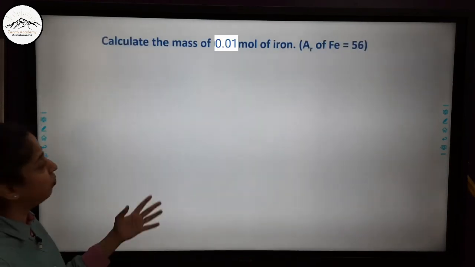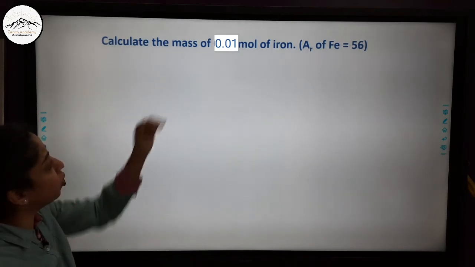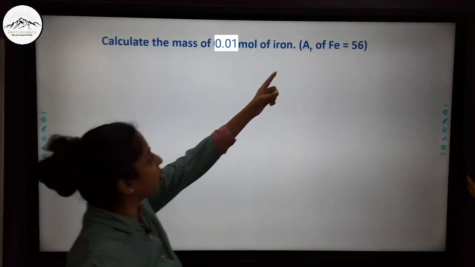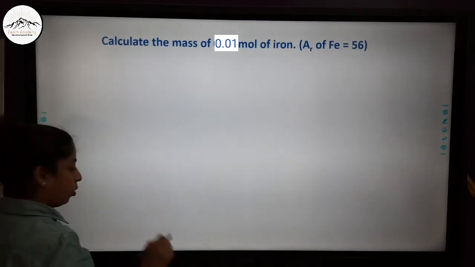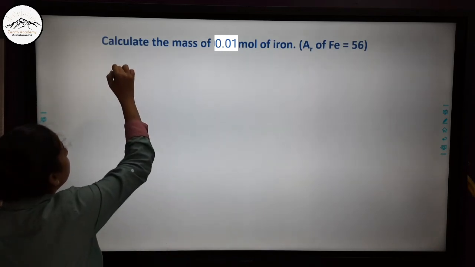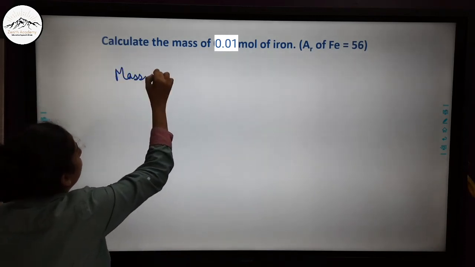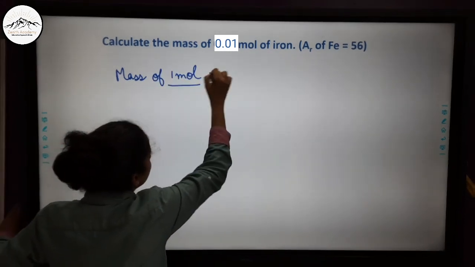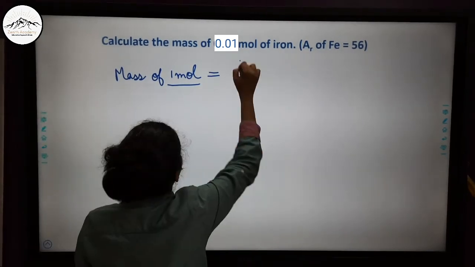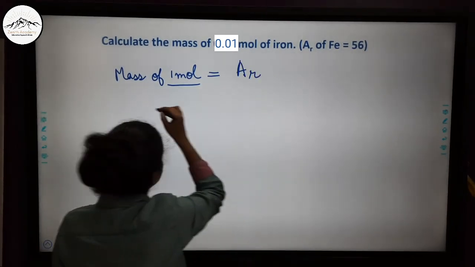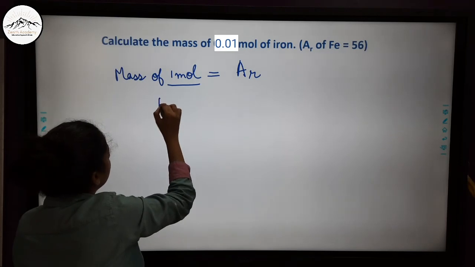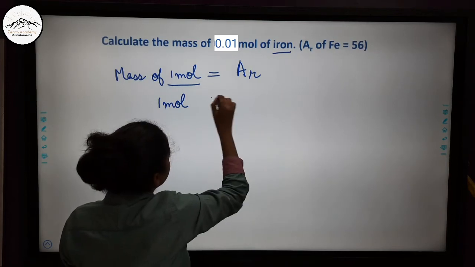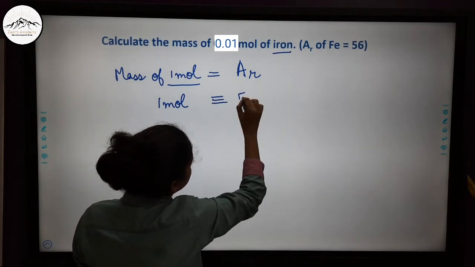Let's go on to our next question. Calculate the mass of 0.01 mole of iron, and the relative atomic mass of iron is 56. So first we will write what we know. We know that mass of 1 mole, that is 1 mole corresponds to what? Relative atomic mass. Mass of 1 mole is relative atomic mass. So mass of 1 mole of iron corresponds to how much? 56.